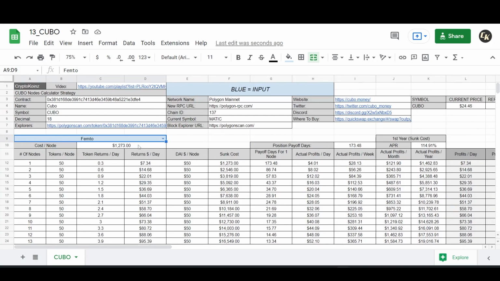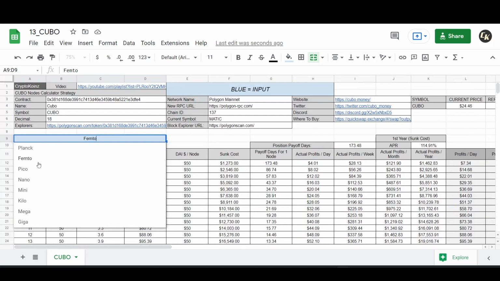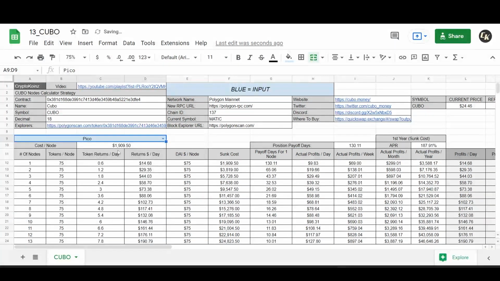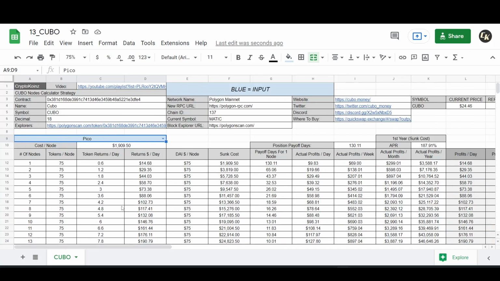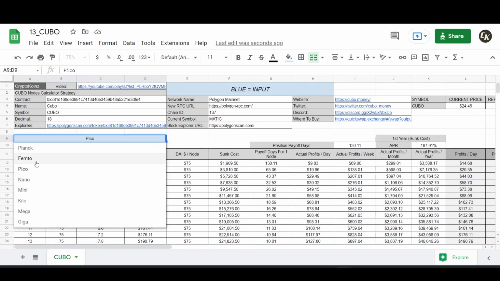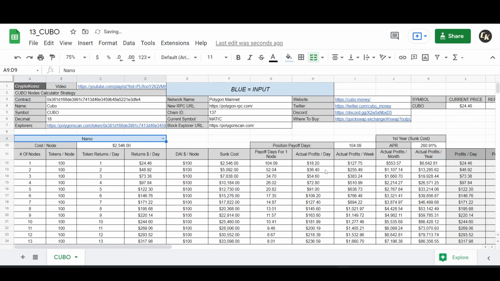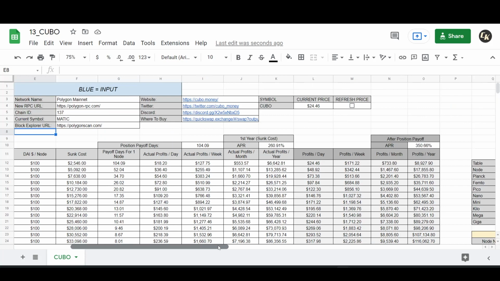Femto is paying 114% there. That's a $1,273 position. If we go to Pico, it's almost 2,000 there at 1,909, and it's paying 187%. That's 280 after the payoff. The payoff is in 130 days. So as you go to the higher tiers, the APR goes higher and the payoff days go lower, but it's also more expensive.